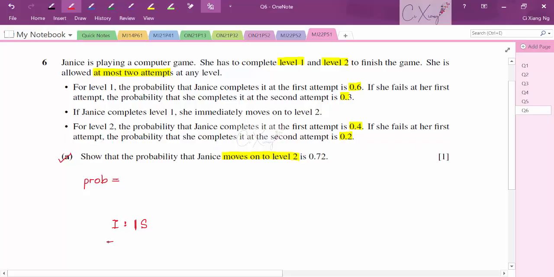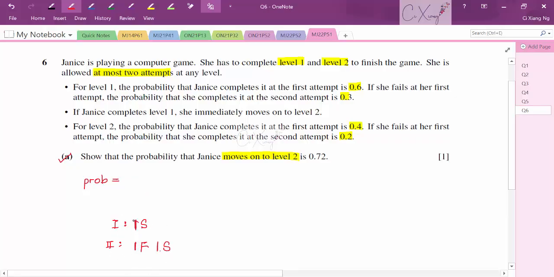Another possible case is for the level 1 first attempt, she failed, then the second attempt she's successful. After that only she can proceed to level 2. If both fail, then you cannot proceed to the second level. So now first attempt at the first level fails, but second attempt at the first level succeeds, therefore you can move to level number 2. So these are the two cases that we have.